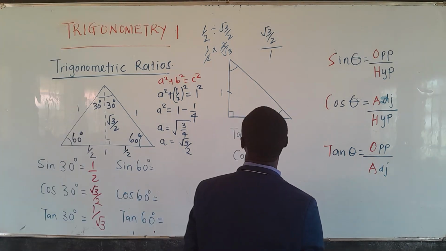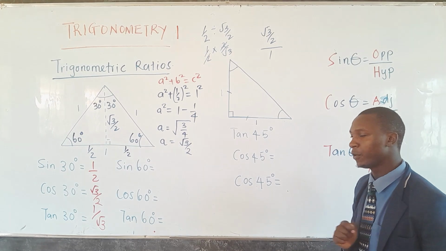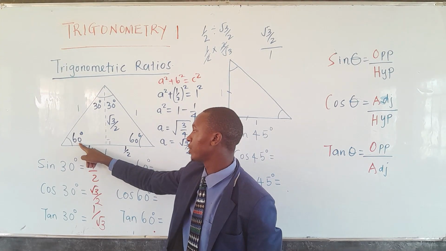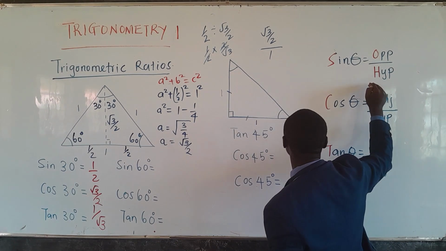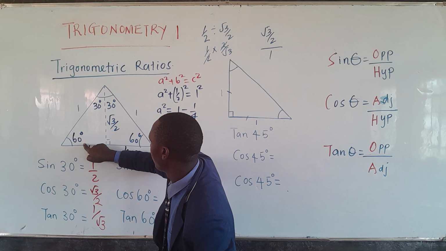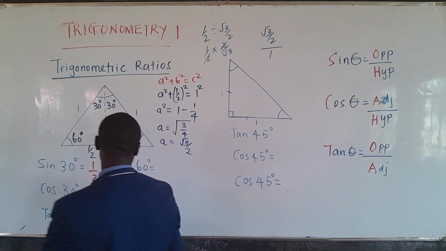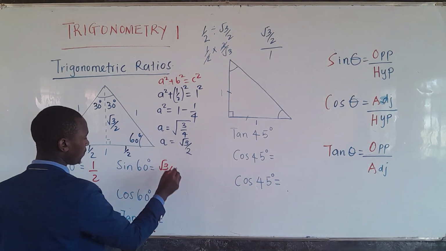Very good. Well, we can also work out the sine of 60. Now we are going to use the 60 here because that is the angle that we want. The sine is opposite divided by the hypotenuse. Now, the opposite is root 3 over 2. The hypotenuse is 1. Therefore, the sine of 60 is going to be root 3 divided by 2.